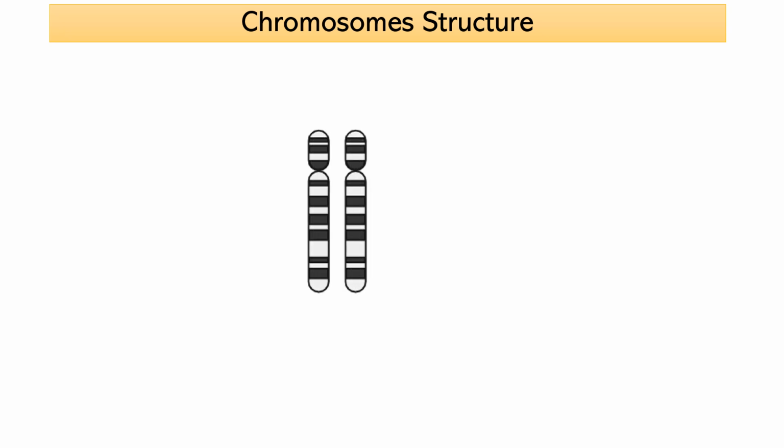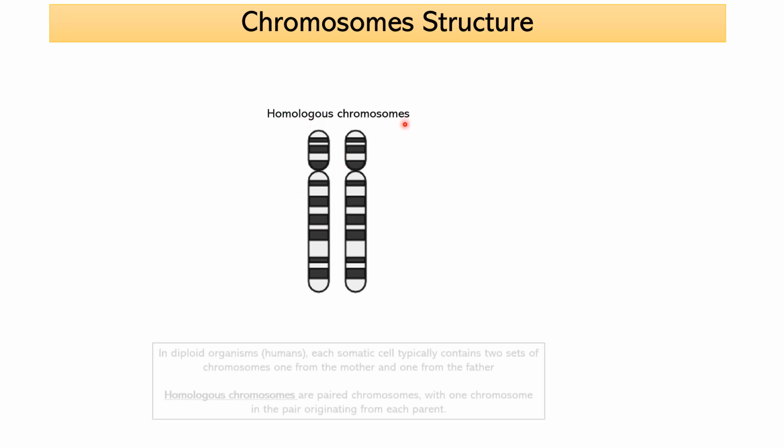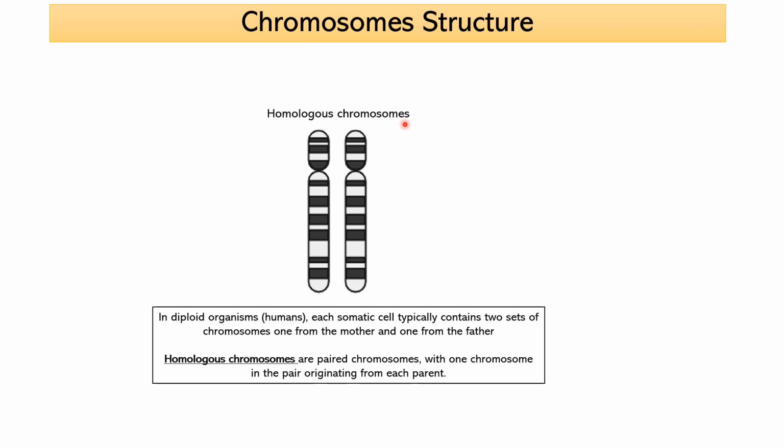And in addition to that, we can see that all chromosomes are found in pairs within human cells, the somatic cells. Each of these pairs are called homologous chromosomes. So in a diploid organism like a human, somatic cells would have all chromosomes in pairs, as we said, and these pairs are called the homologous chromosomes.